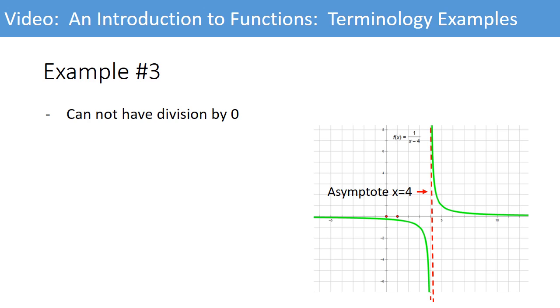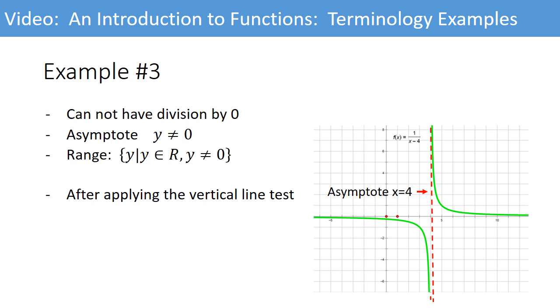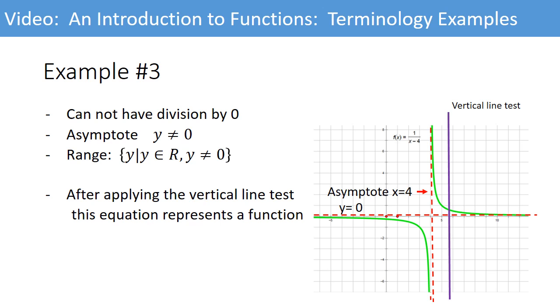Now, we cannot have a division by 0, so y cannot equal 0. That will give us another asymptote at y equal to 0, meaning the range would be the set of y such that y is an element of the real numbers and y cannot equal 0. After applying the vertical line test, this equation represents a function.